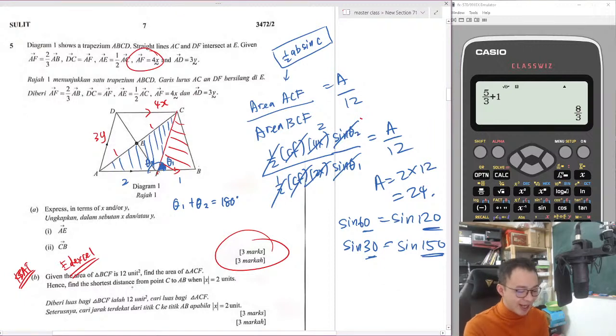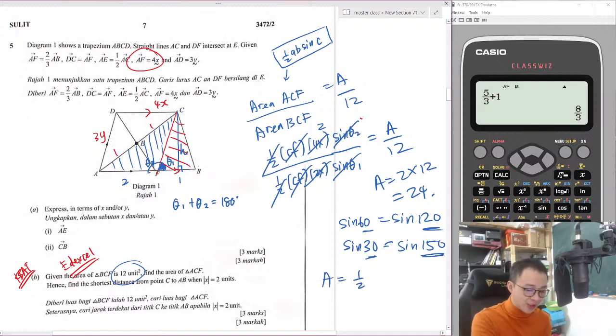And then right now they ask you to find the shortest distance from C to AB. So C to AB, I want the shortest distance. Basically, it's a 90 degree distance, right? Okay, and I know the area of the red color is 12, right? It's given. So basically, area will equal 12.